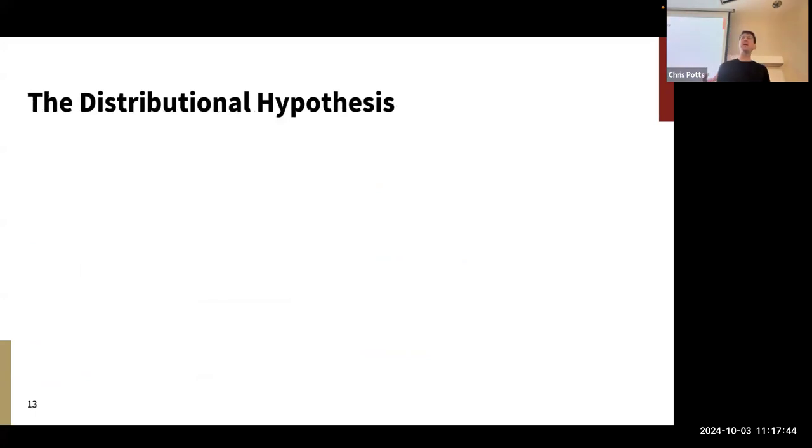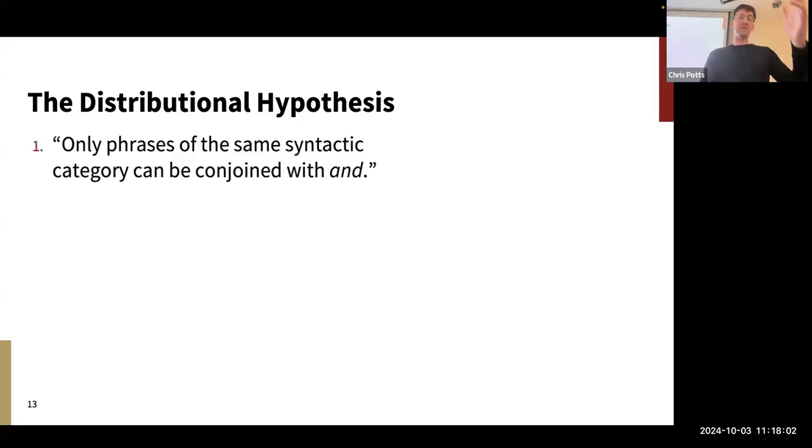And the way I'm going to come at that is with this very particular kind of starting point, the distributional hypothesis. The distributional hypothesis is absolutely core to all of modern linguistics. This is not often discussed, but you see it everywhere. If you open up a textbook, say in syntax, you will find generalizations like: only phrases of the same syntactic category can be conjoined with "and."